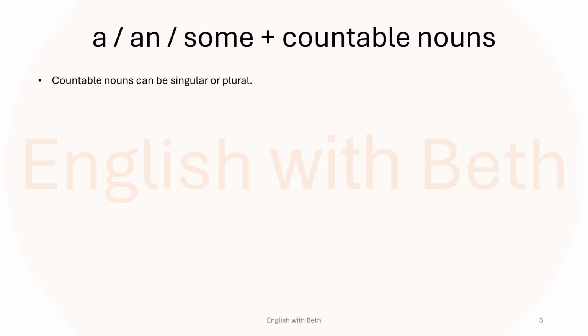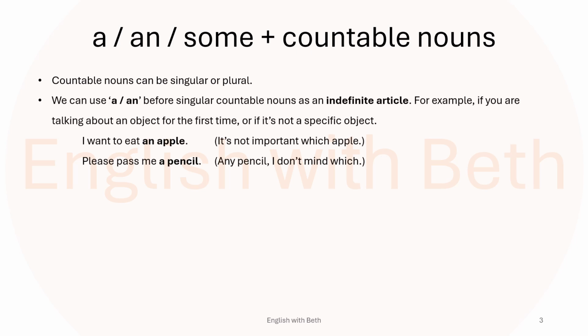Countable nouns can be singular or plural. We can use a or an before singular countable nouns as an indefinite article. For example, if you are talking about an object for the first time, or if it's not a specific object. Here, I want to eat an apple. It's not important which apple, so we use an as an indefinite article.